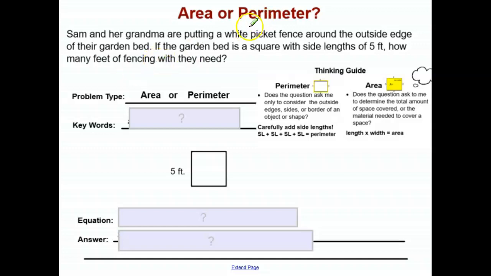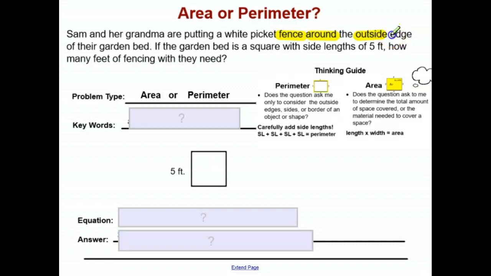Were you guys able to determine that the word fence, well, I know fences go around yards or they go around objects, so I think that it's perimeter, but I'm going to keep reading to make sure because I know I have to read the whole question. Around, ooh, I know that's a perimeter word because perimeter asks me only to consider the outside edges, sides, or border. Ooh, oh my goodness, there's even more.